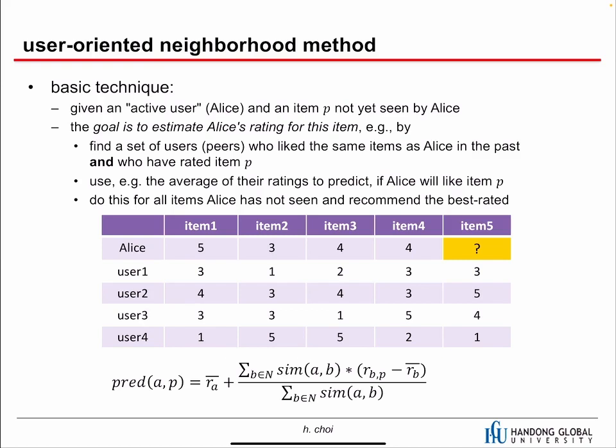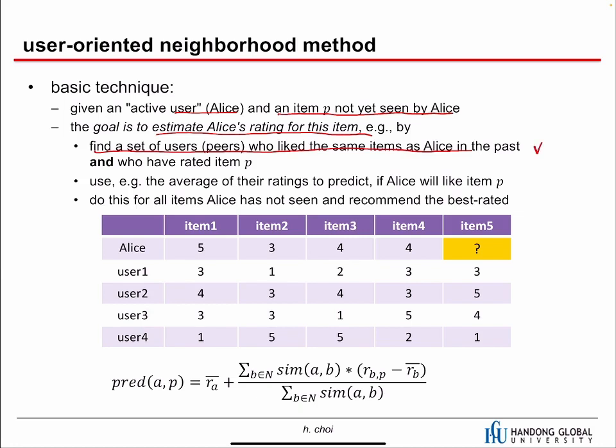So in the previous slide, we talked about the concept of collaborative filtering. And now in this slide, we're going to talk about the detail. Okay, so given an active user, let's say Alice, and an item P not yet seen by Alice, the goal is to estimate Alice's rating for this item. Okay, this is how we recommend one specific item to Alice. Then find a set of users who liked the same items as Alice in the past and who have rated item P. So we have to find the neighbors.